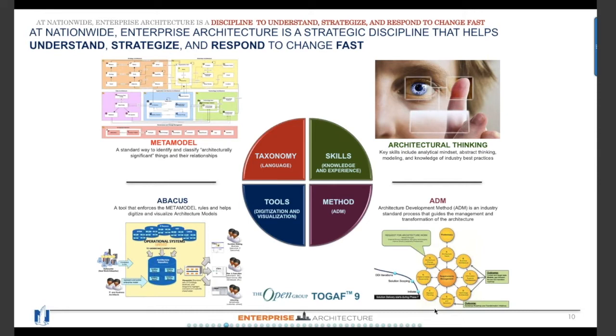And that brings us to the architecture development method. Though we utilize a lot of big aspects of ADM at Nationwide, we do have some internal business transformation process that we follow that conceptually is a very similar idea. So those are the four key capabilities that are needed for us to do all the work that we do.